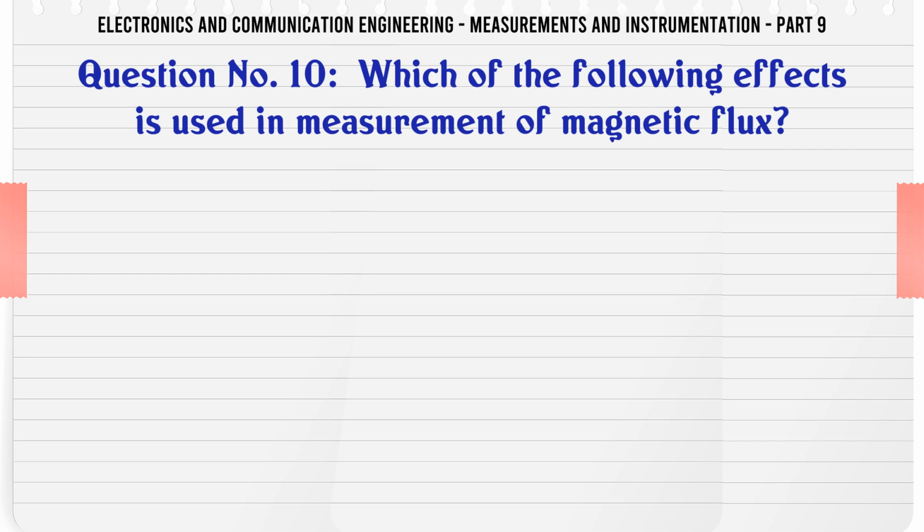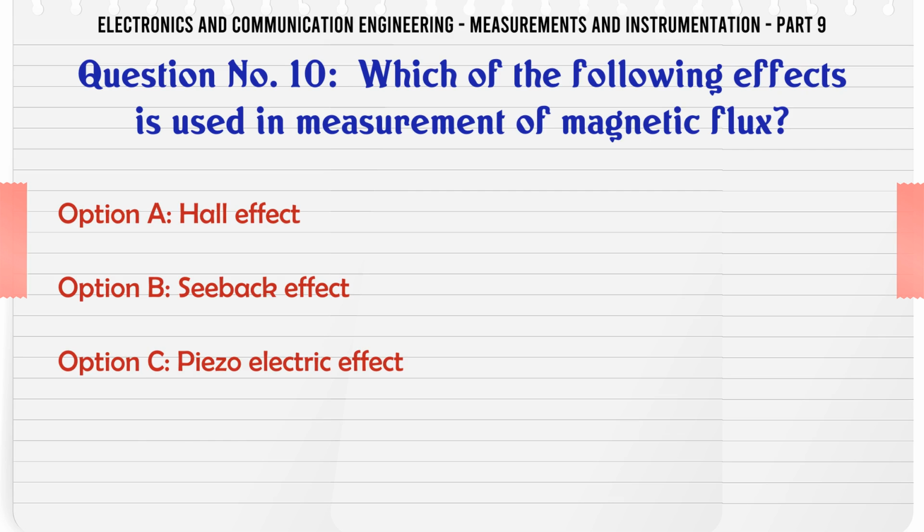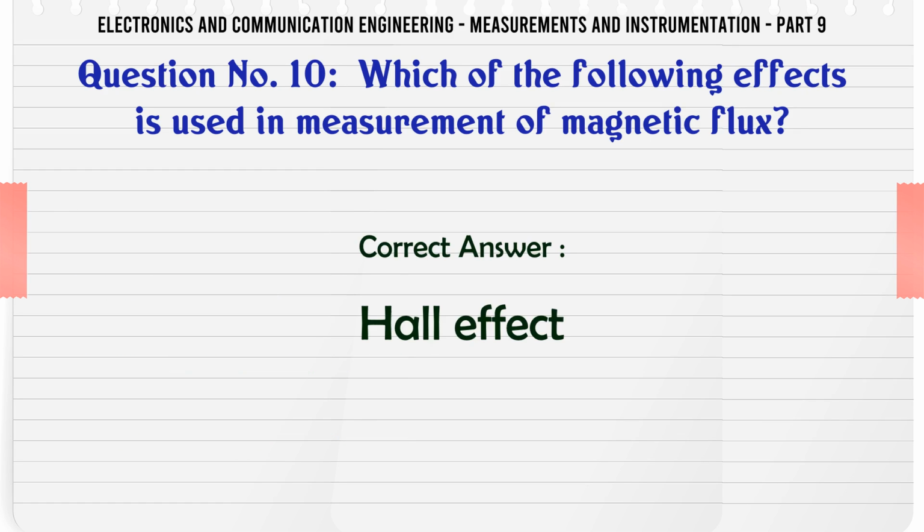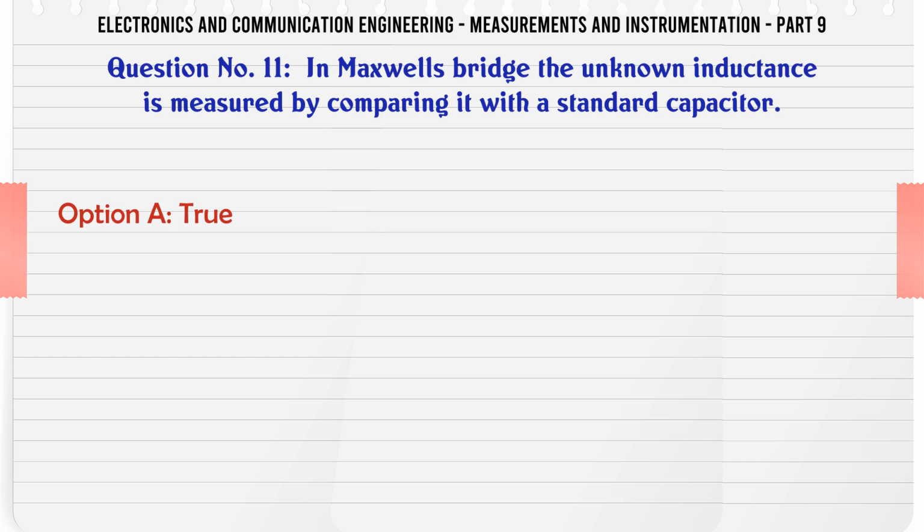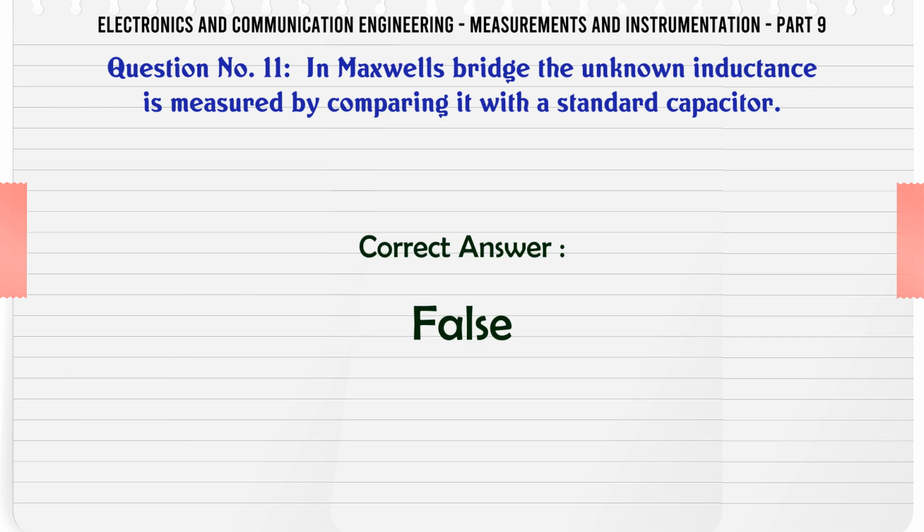Which of the following effects is used in measurement of magnetic flux? A, Hall effect; B, Seebeck effect; C, piezoelectric effect; D, photoelectric effect. The correct answer is Hall effect. In Maxwell's bridge, the unknown inductance is measured by comparing it with a standard capacitor. A, true; B, false. The correct answer is false.